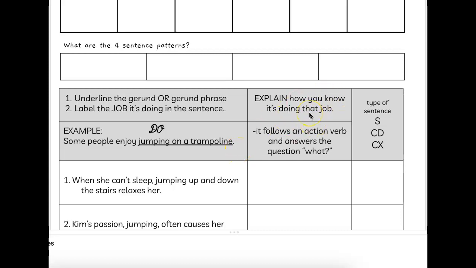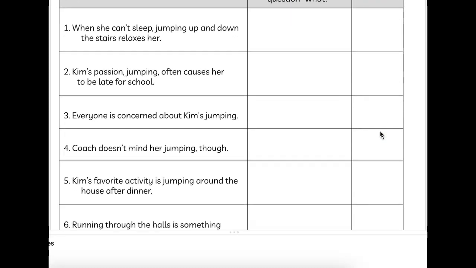Then you're going to explain, how do you know it's doing that job? It follows an action verb, enjoy, and answers the question, what? Enjoy what? Enjoy jumping. And then last, I want you to tell me the type of sentence.